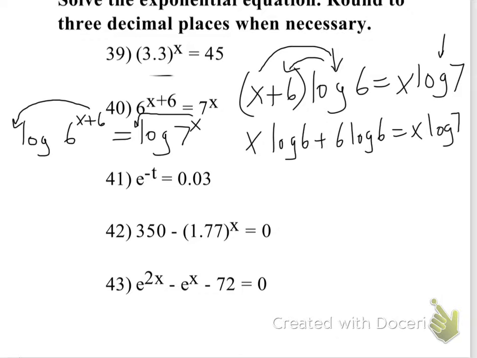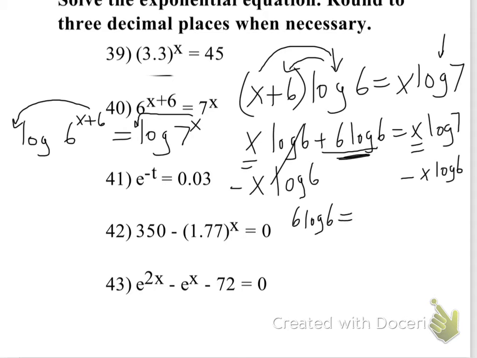Now, I need to get x by itself. I need to get to x equals. I can see there's an x here and an x over here. I need them on the same side, okay? I'm going to subtract this one. Actually, think about it, this is the smaller one because log 6 is smaller than log 7. I'm going to leave that there. So I'm going to subtract x log 6 from both sides, okay? So I'm going to have this, still here, 6 log 6. But now on the right is x log 7 minus x log 6, okay? There it is.